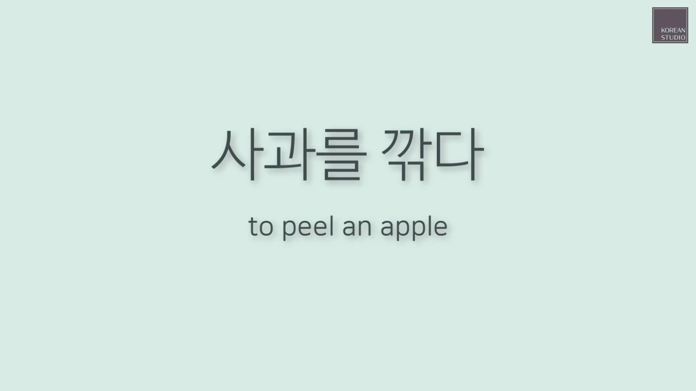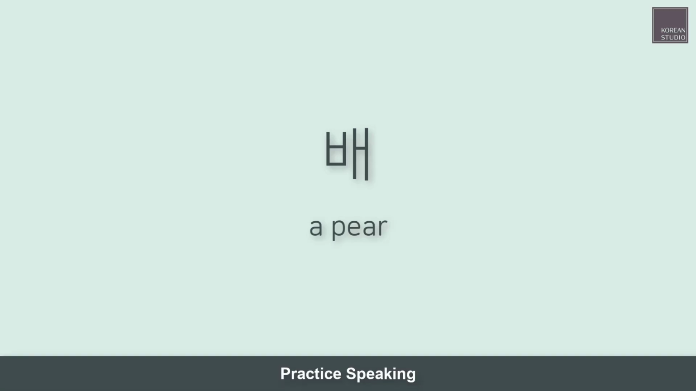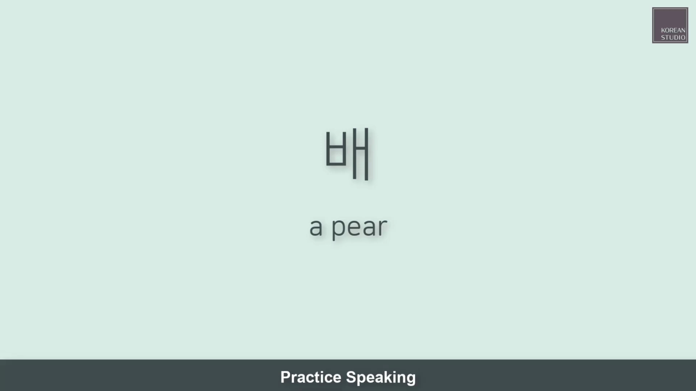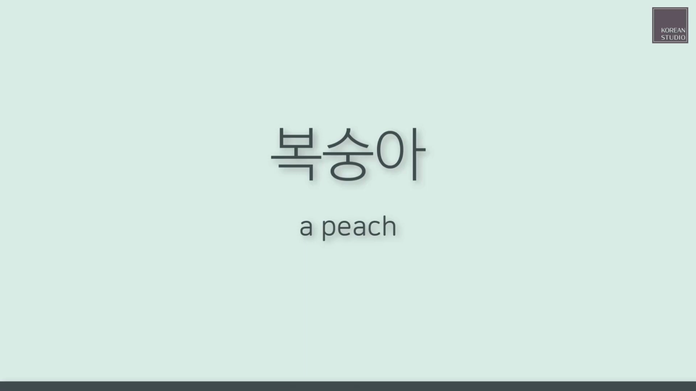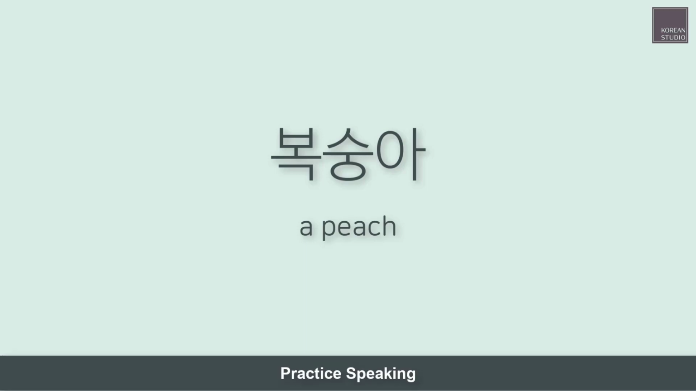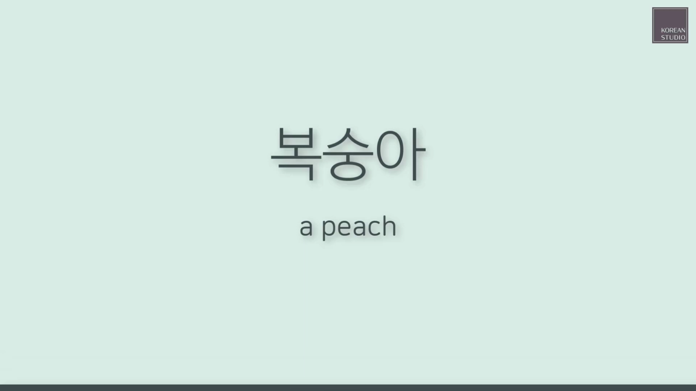Okay, that was great. Now, the next two fruit words we can also use with the verb 깎다. First, it's pear, and this is 배. Say that with me. 배. Okay, and the next word is peach, and this one's a little longer, and it's 복숭아. Repeat after me. 복숭아. Okay, that was great.